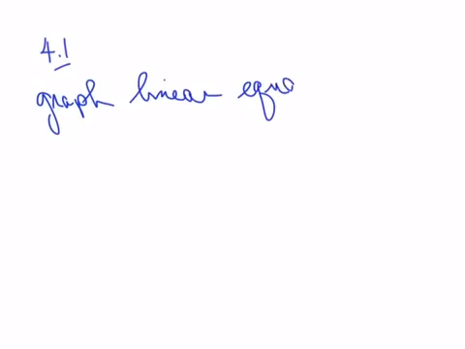Okay, this is 4.1 in elementary algebra, and new chapter, new ideas, new things going on here. What we've done at this point is we have learned how to graph linear equations. Sorry that my writing is so bad.